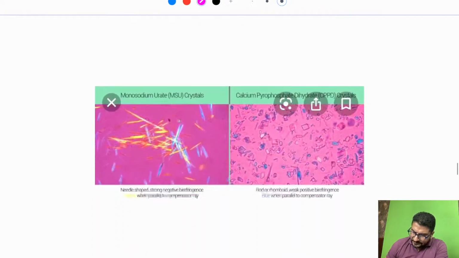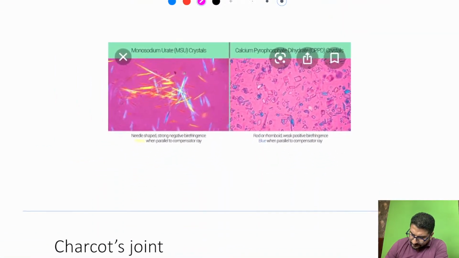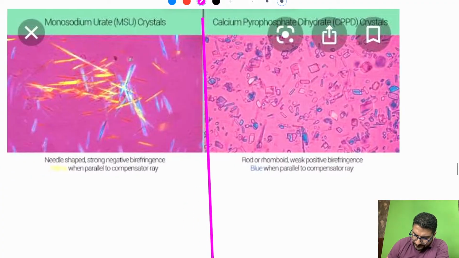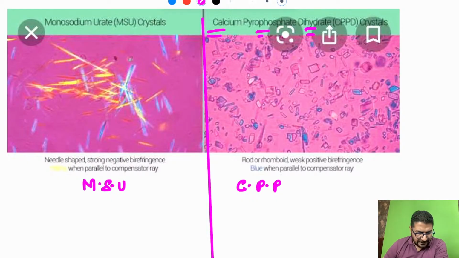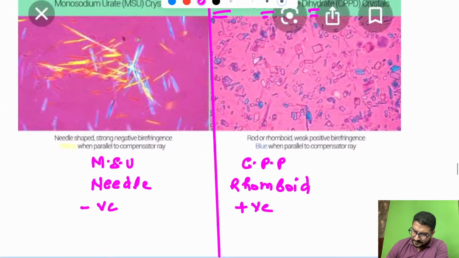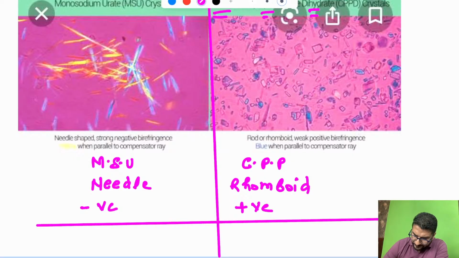Monosodium urate crystals. Okay, so you can compare gout with pseudogout. Understand this thing. In gout, the crystals are made up of monosodium urate. In pseudogout, they are made up of CPP, which means calcium pyrophosphate. Then the shape of the crystal: in gout these are needle shaped crystals, and in pseudogout the crystals are rhomboid shaped. Finally, the last difference: in gout the crystals are negatively birefringent and in pseudogout they are positively birefringent. So this is about your gout and pseudogout.